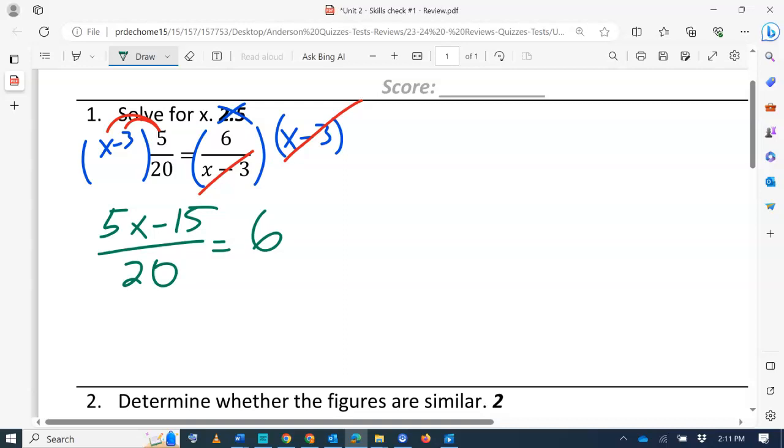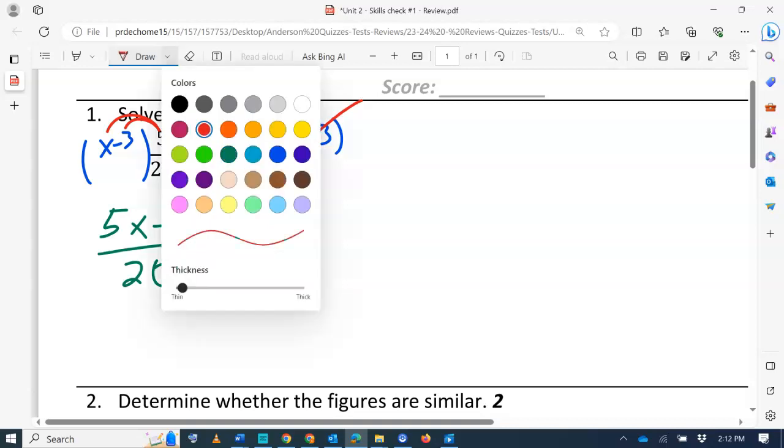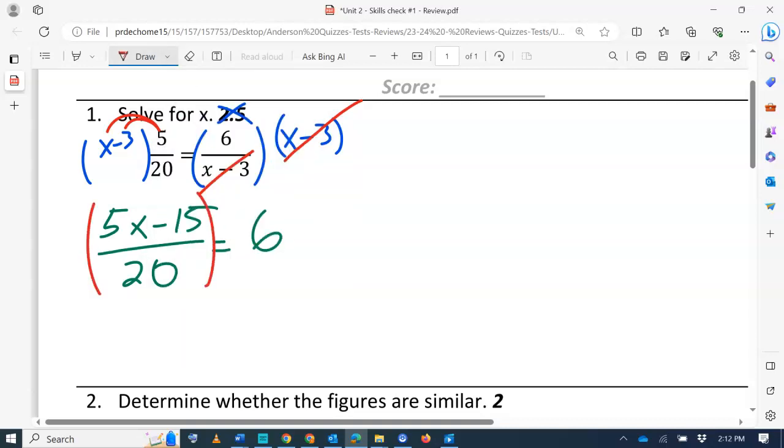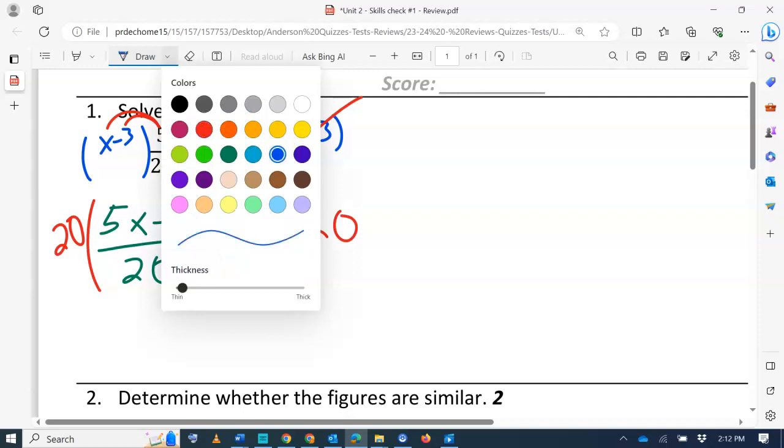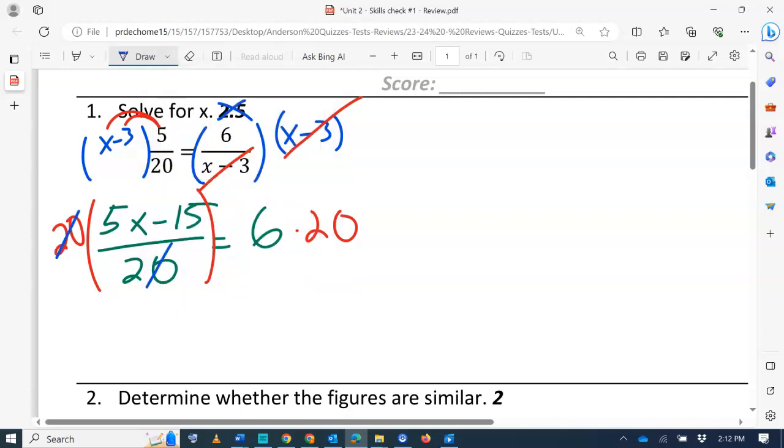We have one more fraction on this side, so we're going to multiply by that denominator again, times 20, and times 20. And by design, these cancel off. We are left with 5x minus 15 is equal to 6 times 20, which is 120.